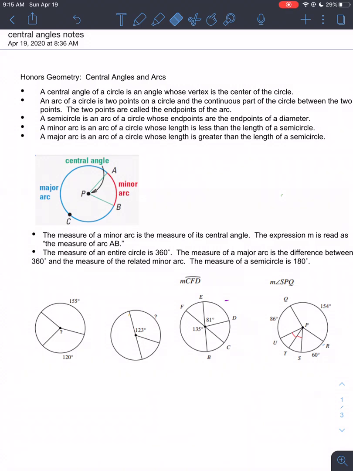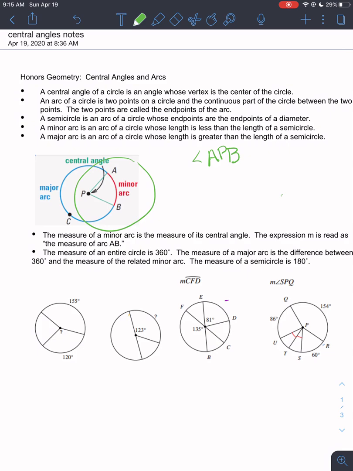This is lesson 1 for central angles. First thing, definition of a central angle. A central angle is an angle formed by two radii where the vertex of the angle is the center of the circle. So the example we have here is angle APB.